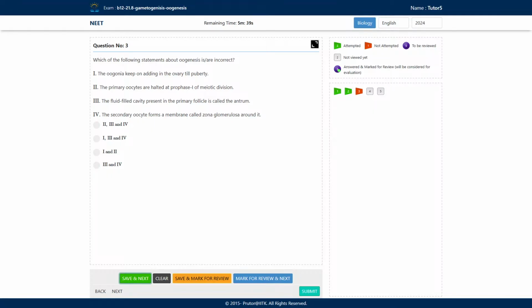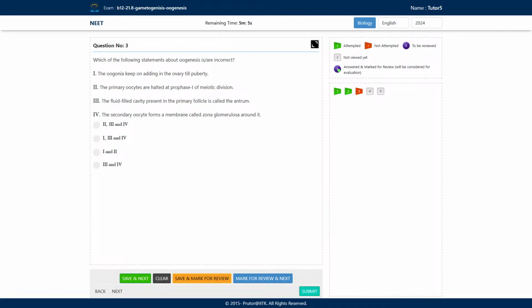The next one: which of the following statements about oogenesis is incorrect? Means you have to select the false statement here. First option, oogonia keep on adding in the ovary till puberty. Then second one, the primary oocyte are halted at prophase 1 of the meiotic division. Means primary oocyte are arrested in prophase 1 of meiosis 1.